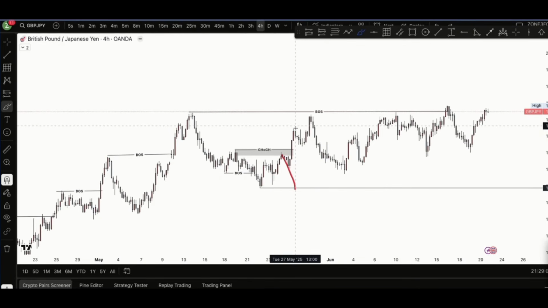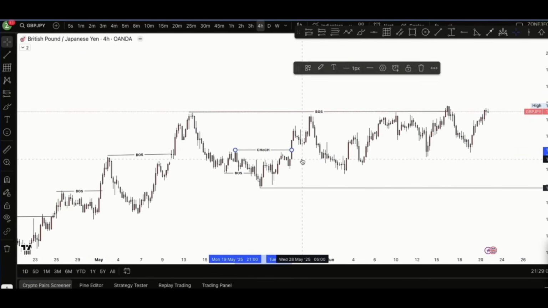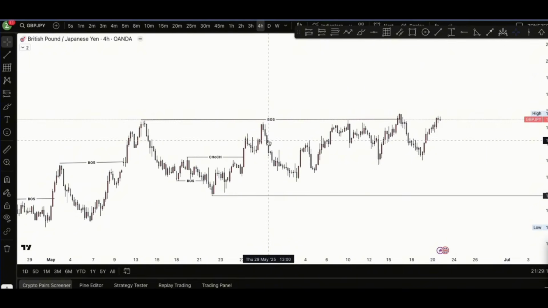So that place becomes a change of character, which is the first sign for what? For our trading range to be confirmed. So now the other thing we need to get is what? A break of structure, which has occurred here.